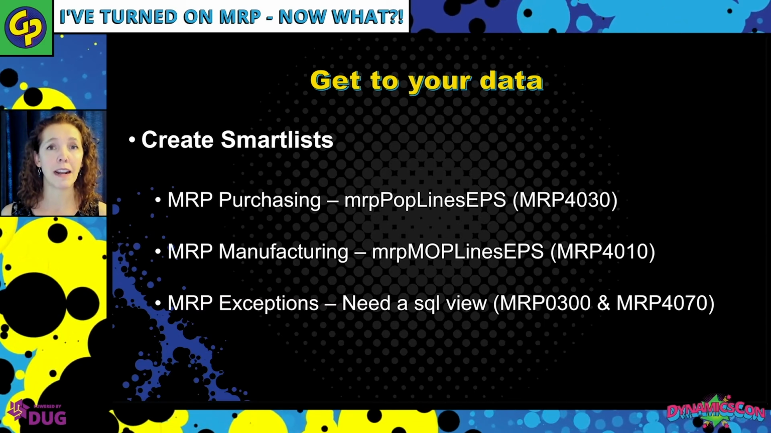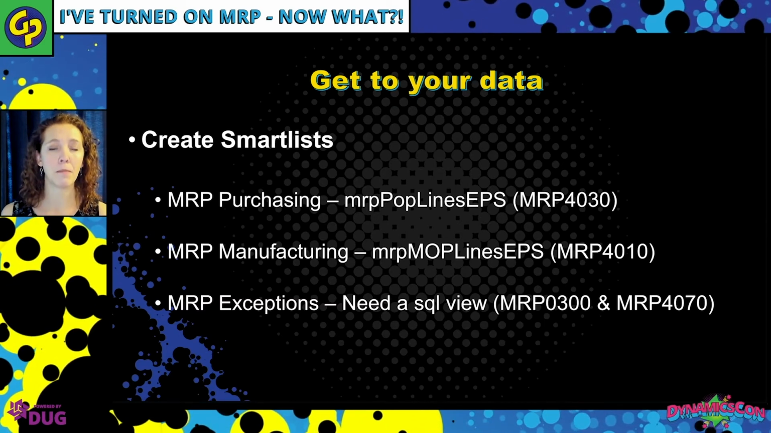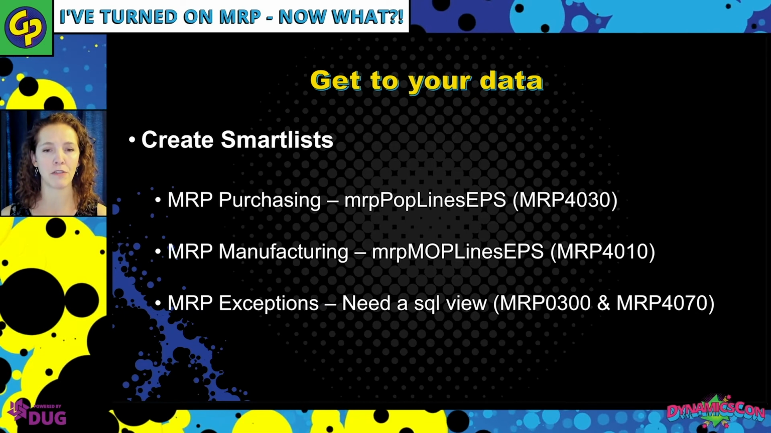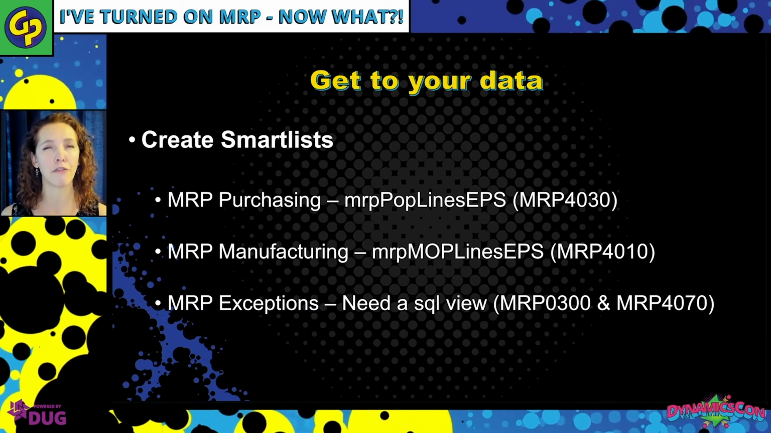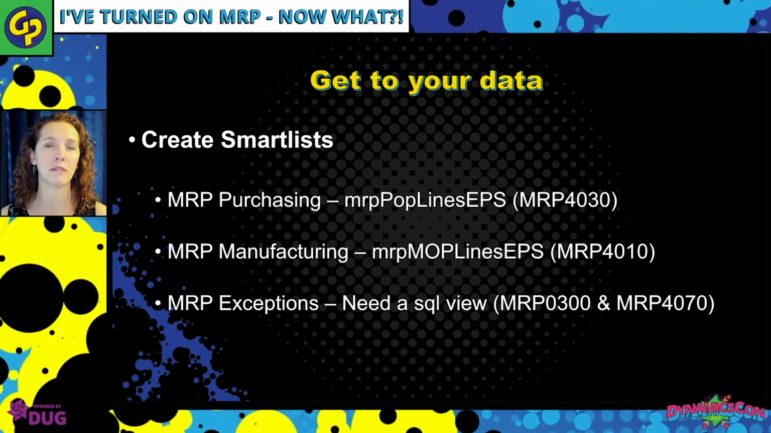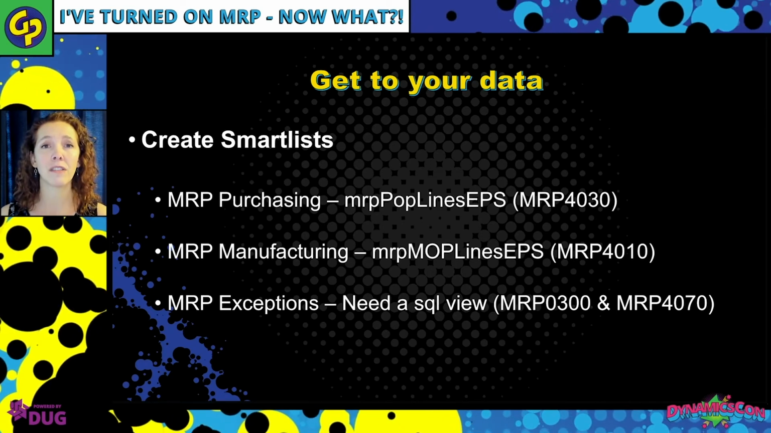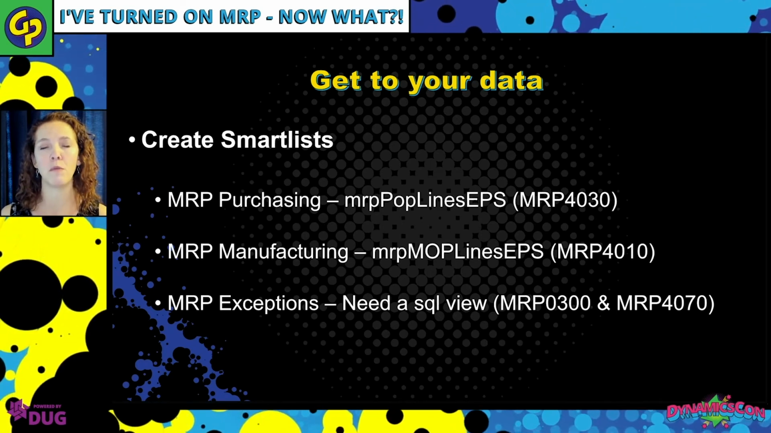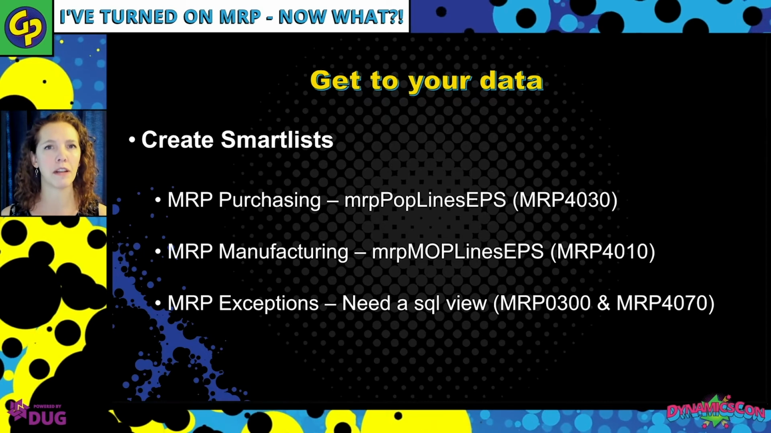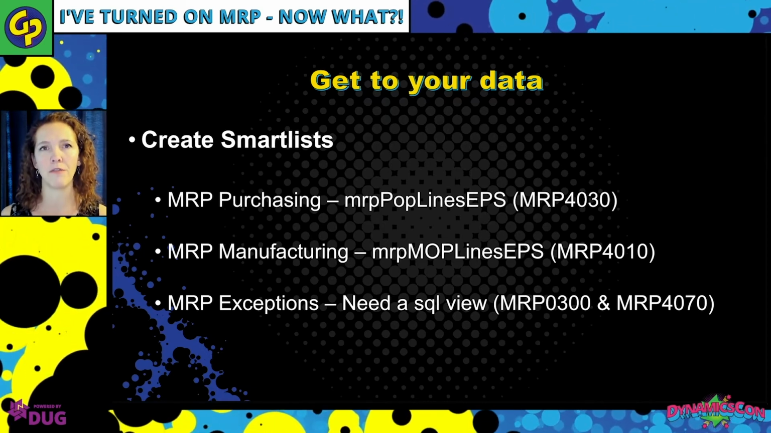So 2 smart lists that I always recommend are MRP purchasing and MRP manufacturing. And I have put in the slide the friendly name that you use if you build this in Smart List Builder. I also have the technical physical server name. So if you want to write a SQL view or use it in an SSRS report, then you have the data you need for that.